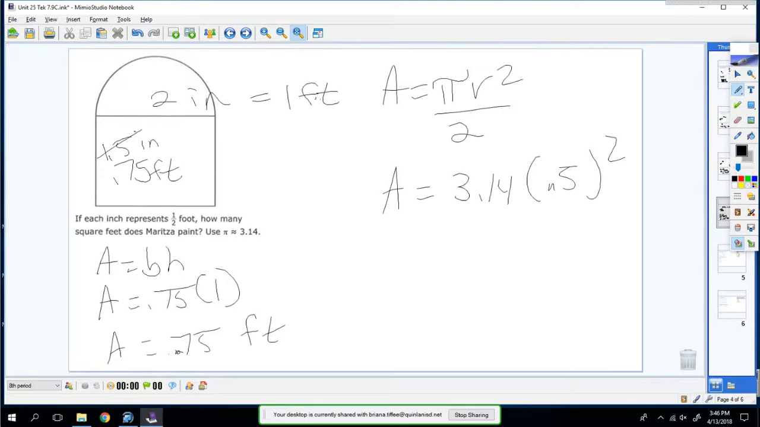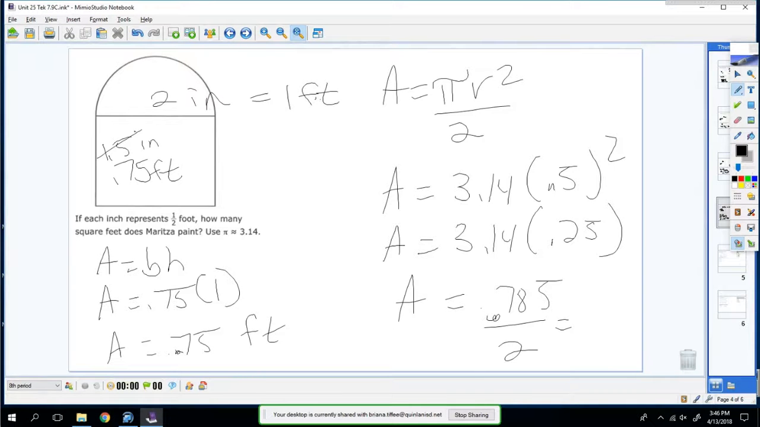So 0.5 squared would be 0.25. So you're going to do 0.25 times 3.14, which is 0.785. And then you divide by 2, which will come out to about 0.39. Well, now you have to add them together. So you're going to do 0.75 plus 0.39. And that'll come out to about 1.14.